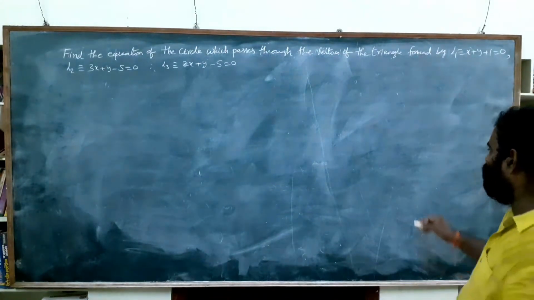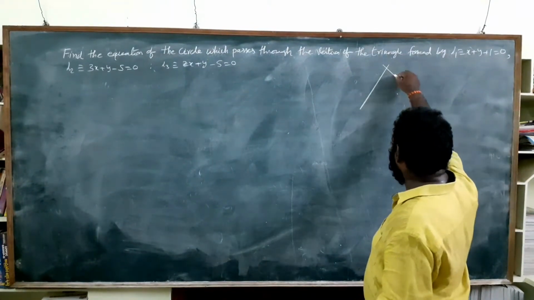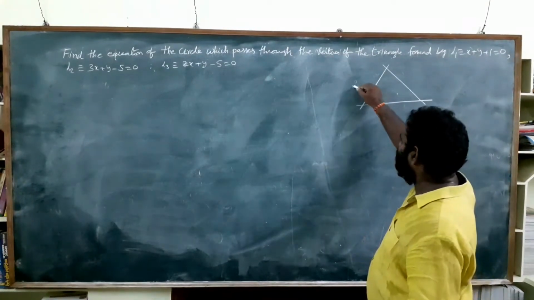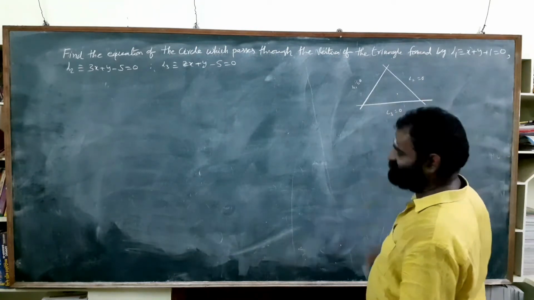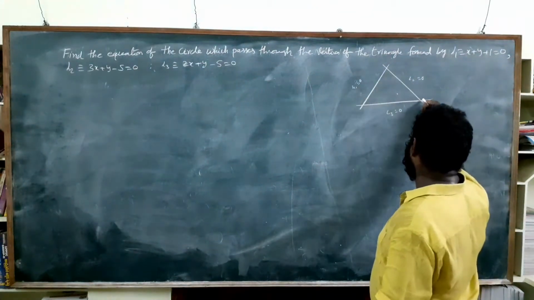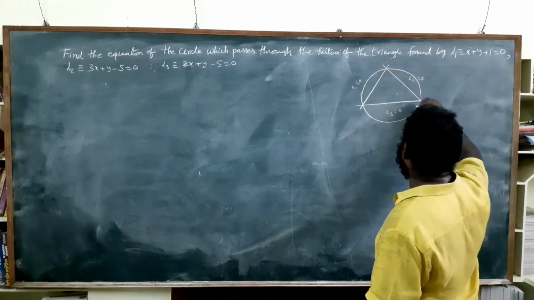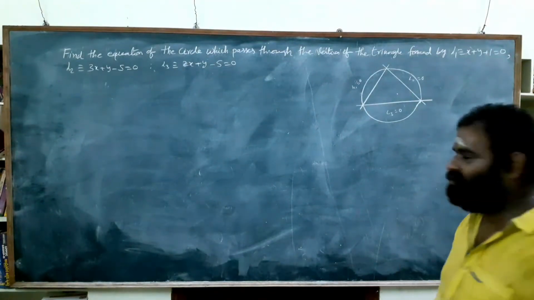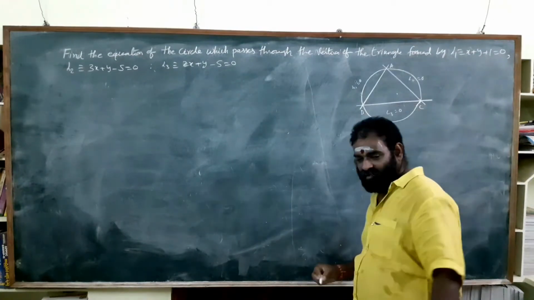For example, you have to see the example. Suppose this is a line and this is another line and this is one more line. Say L1 equal to 0, this is L2 equal to 0, this is L3 equal to 0. So these are the vertices. Now we are going to find the equation of a circle passing through the vertices of this triangle. The intersection points here are A, here B and here C.